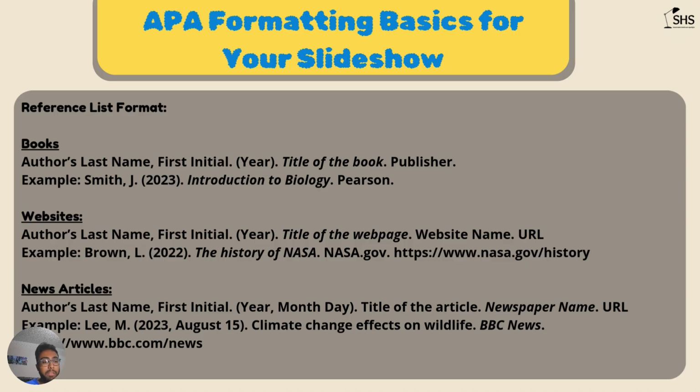All 3 in common have the author's last name and then the first initial as the first things you'll include. You'll notice that for news articles, you'll also have to add the month and day in addition to the year. And then for books and websites, you'll notice that the title of the book, title of the web page are italicized. So that's something you should keep in mind. Whereas in the news article, it's the newspaper name, such as BBC News, that's italicized and not the title of the article. So just something to keep in mind. You can take a look at these and really get the hang of the differences between these types of sources.